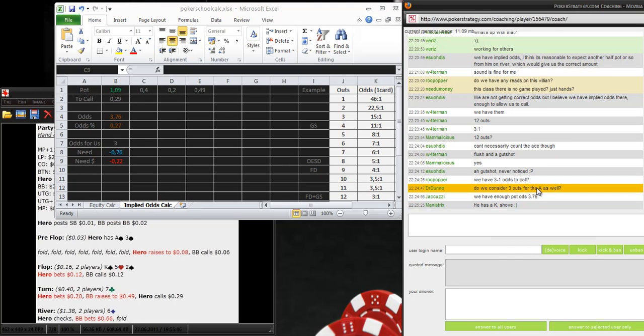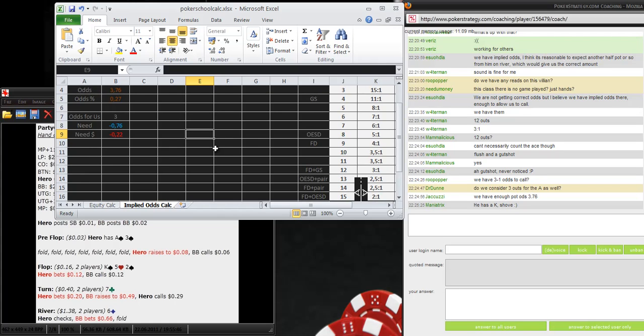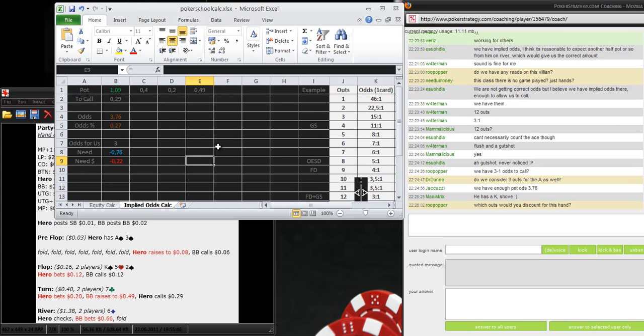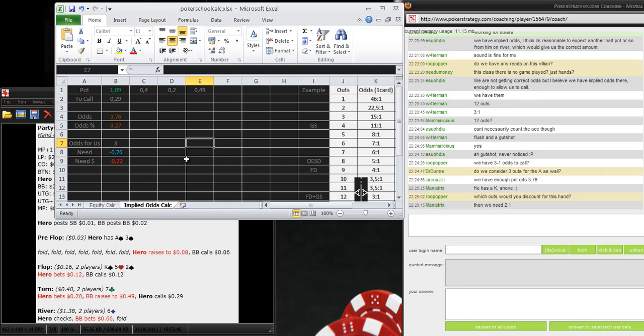Do we consider 3 outs for the ace as well? Yeah, we could consider as well, but even then we would have even more outs. Which outs with a discount? If I would take the hand as played, then most likely we had to discount some outs, like 5 of spade. It's very likely, since it might be the case that opponent may have even set, which will give him a full house, and maybe even a 7 of spade.